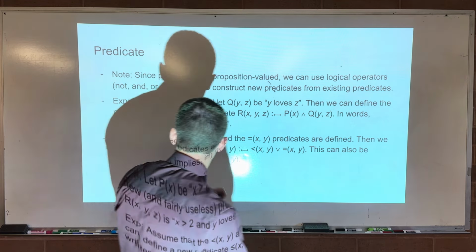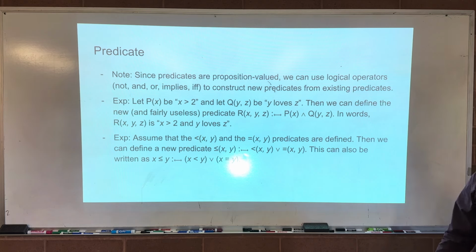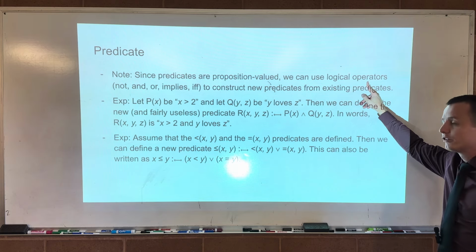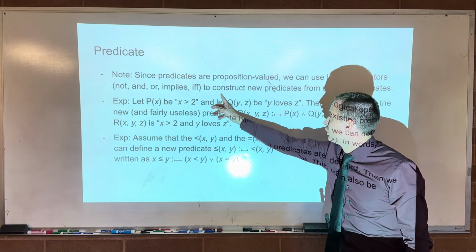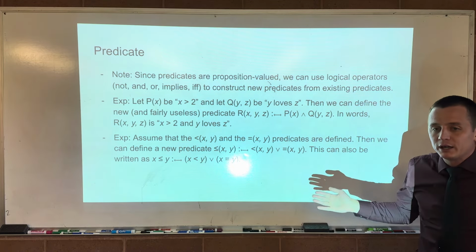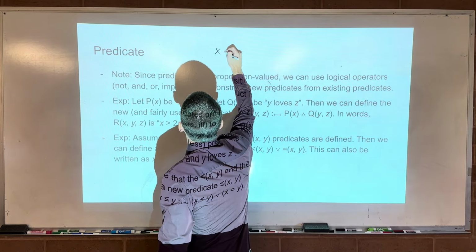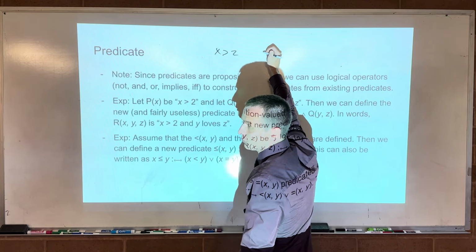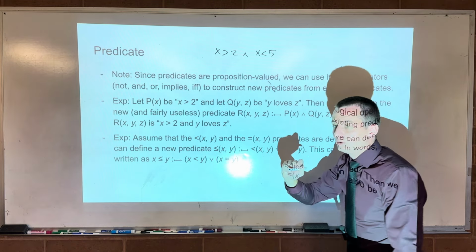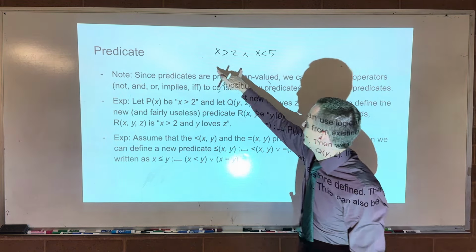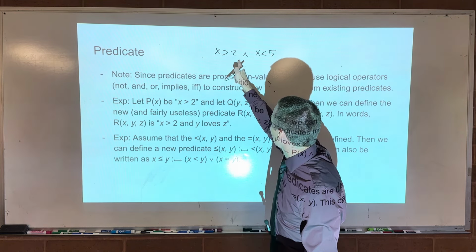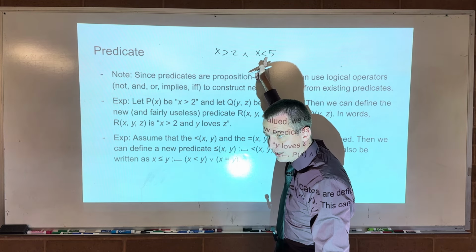Continuing on, predicates. Since predicates are proposition valued, since they spit out propositions, we can use logical operators like and, or, and not to construct new predicates from existing predicates. In other words, it makes sense to and predicates together. I could have one predicate which says X is greater than 2, and another which says X is less than 5. It makes perfect sense to and those 2 things together, because ultimately each is proposition valued, so each is going to spit out true or false. And so we're anding 2 propositions together once they get their value.